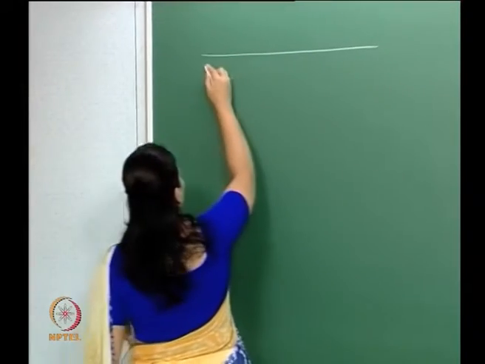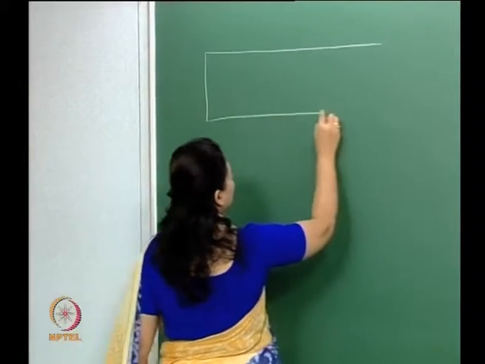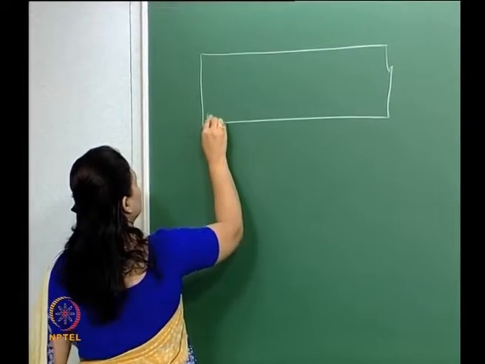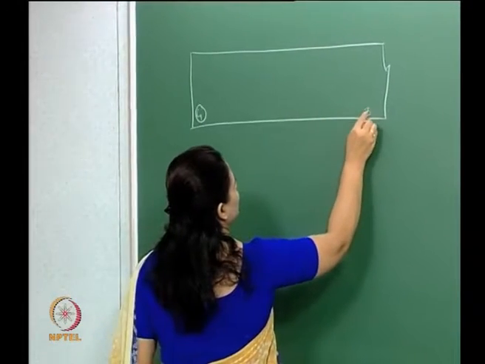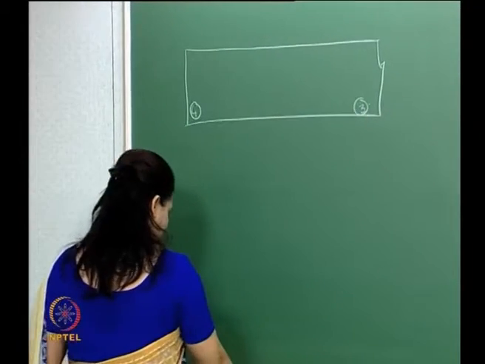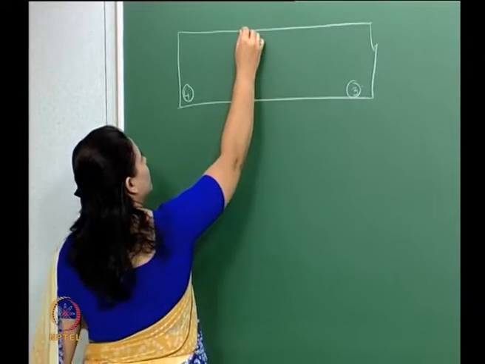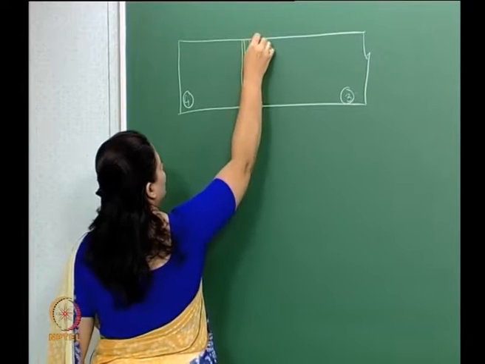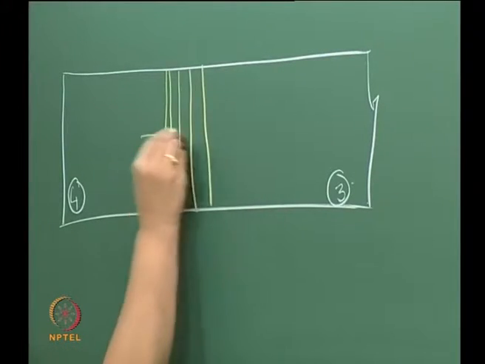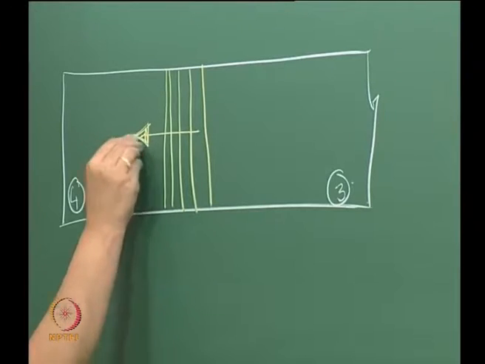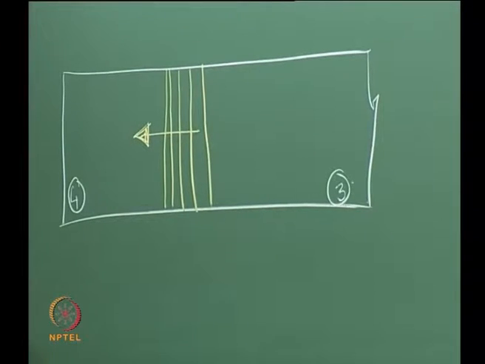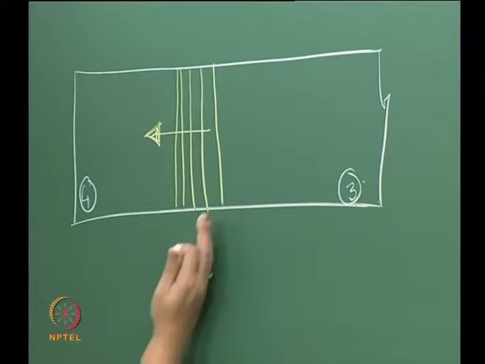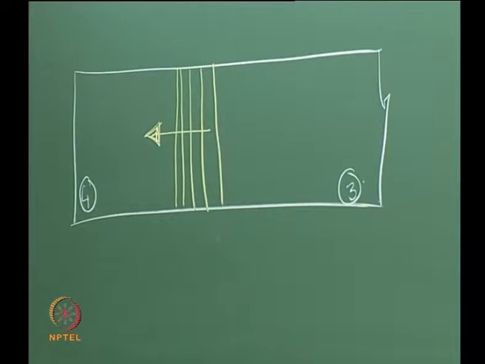This was our shock tube, just drawing this half of it. This was region 4 and this was region 3, and we had an expansion fan moving into this quiescent region, right? We had that, and all these waves basically originating at a single point.